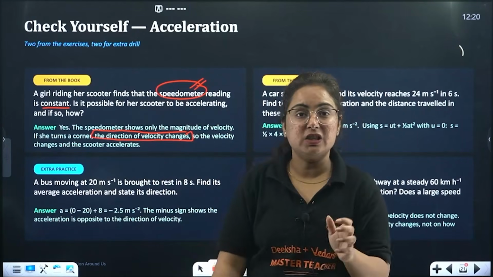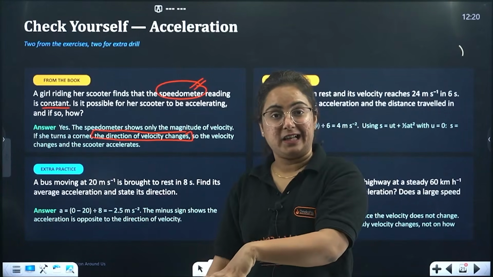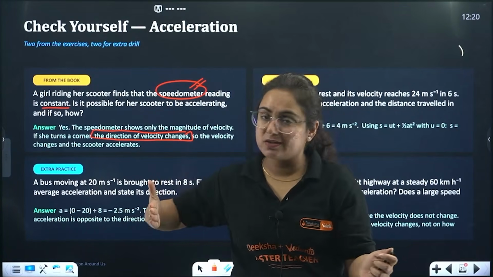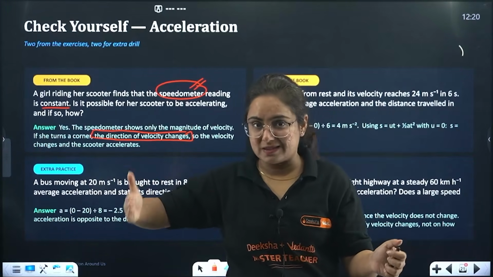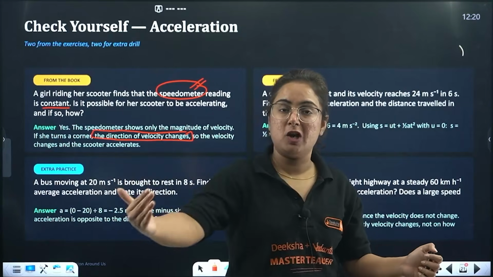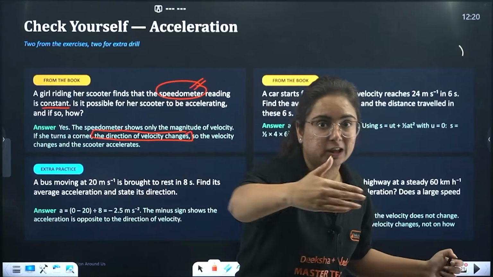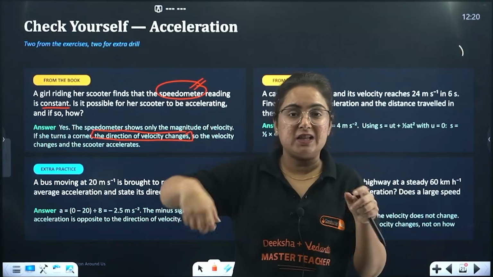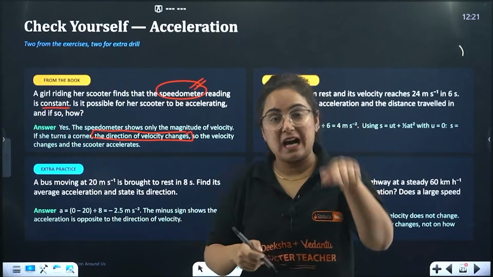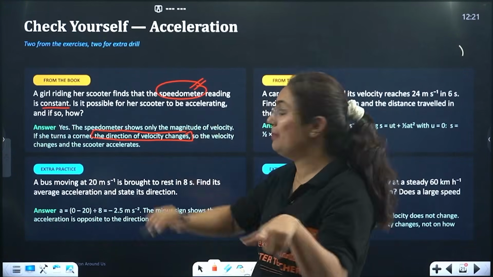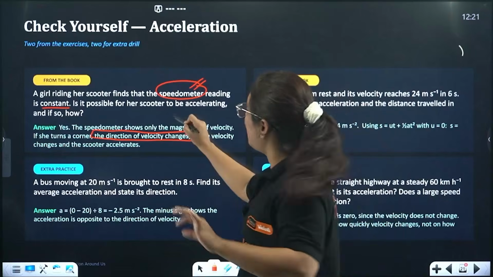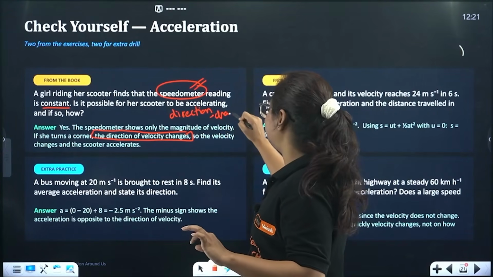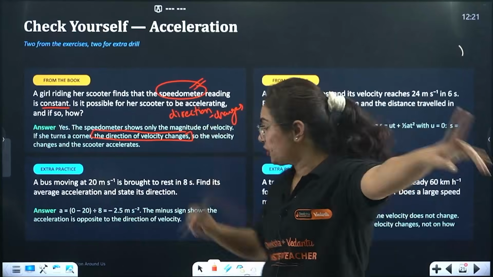She might be accelerating because of the change in direction. For example, she was going straight, the speedometer was the same, then she got a turn. When she gets the turn, the speed will eventually drop, and to maintain that speed she will give accelerator, but again the speedometer will show the same magnitude because of what? Because the direction changes here. Okay, get it? Chalo. Next question.